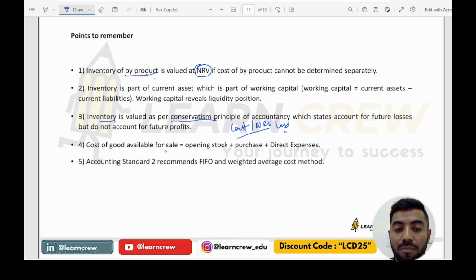Cost of goods available for sale will be equal to opening stock plus purchases plus direct expenses. Accounting Standard 2 recommends FIFO and weighted average method. These two methods are recommended by Accounting Standard 2. Accounting Standard 2 is nothing but the one which deals with inventory, which recommends FIFO and weighted average cost method. Okay, these are some important points you need to remember.